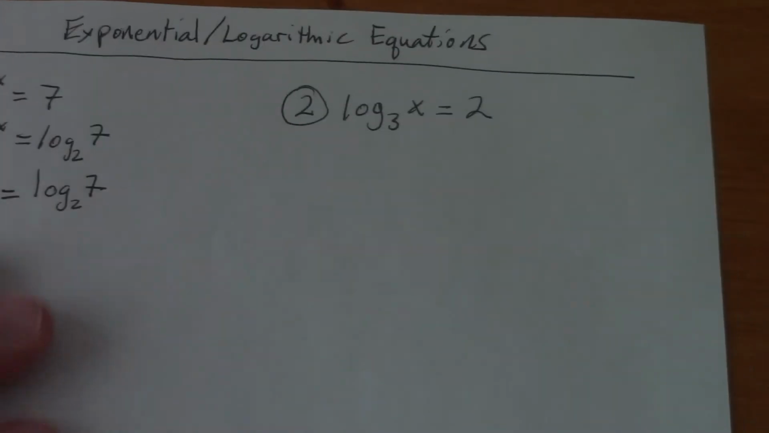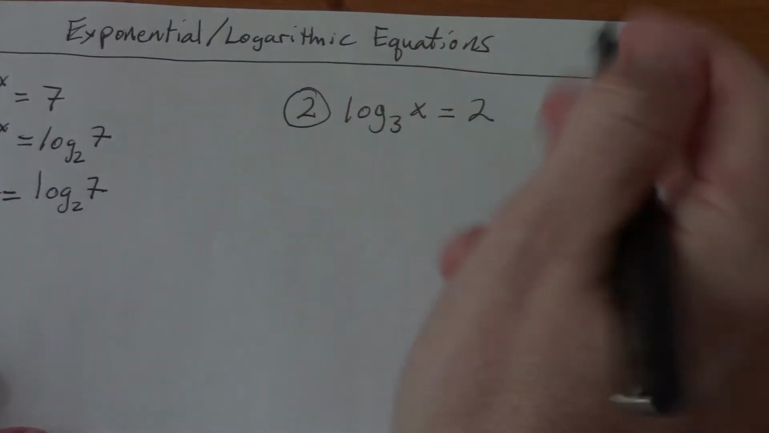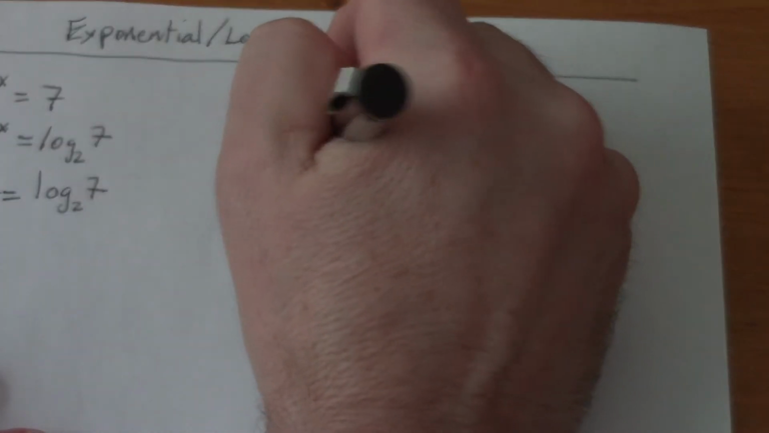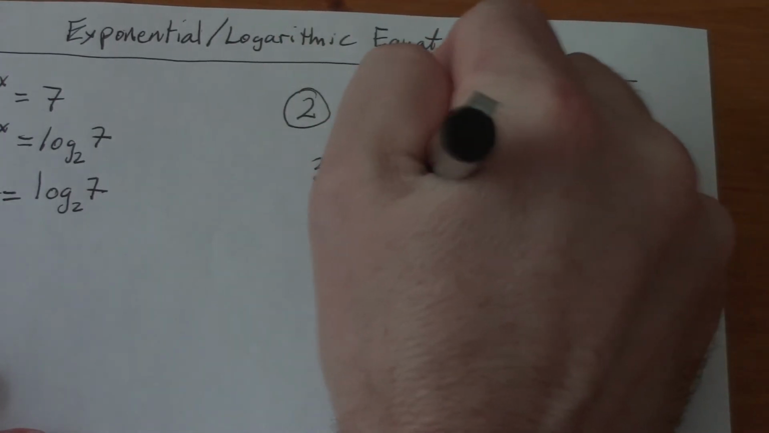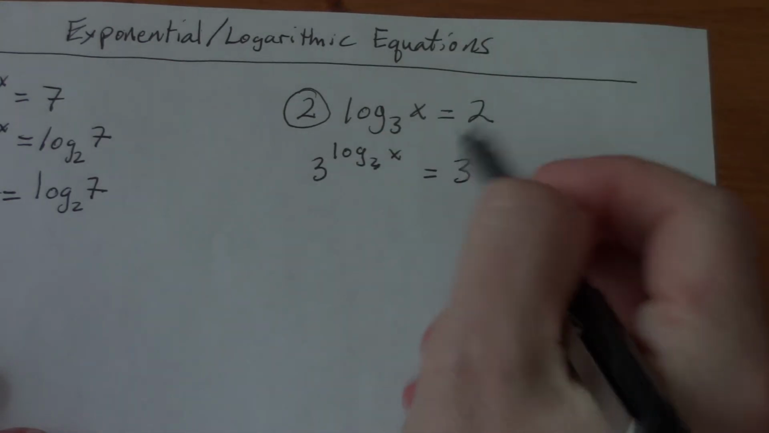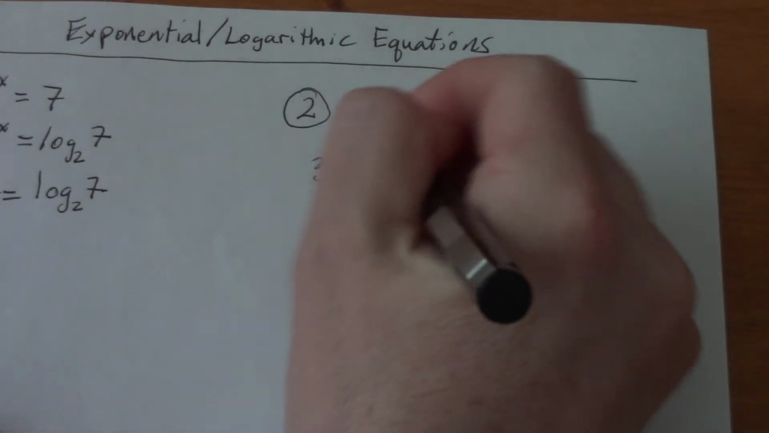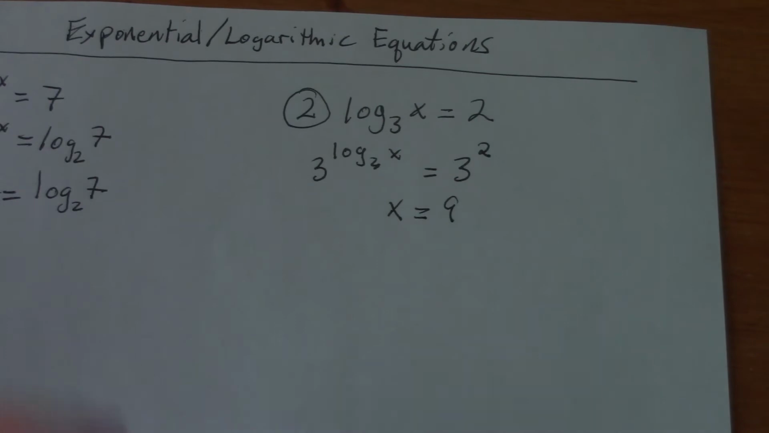Okay, second one. We do the other operation, so we're going to use the exponential function. So we're going to say 3 raised to the log base 3 of x is the same thing as 3 raised to the 2. Make sure you get the exponent and base in the right place. Okay, so these just cancel off when we get x, and then 3 squared is 9.